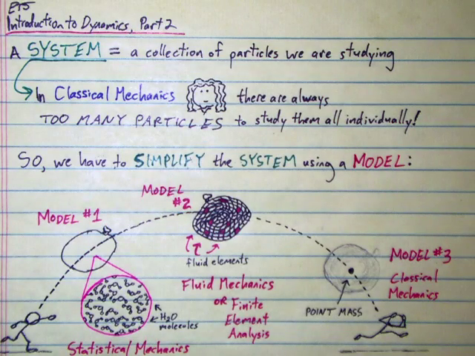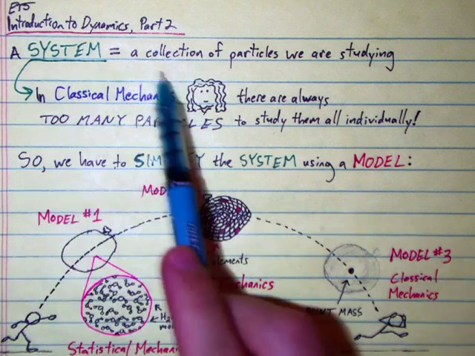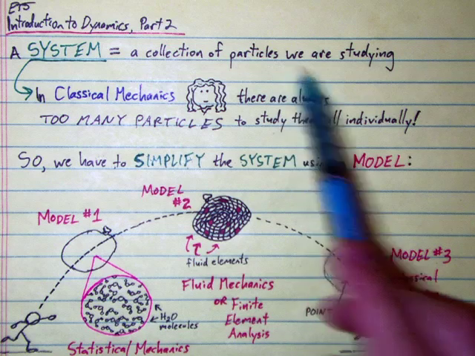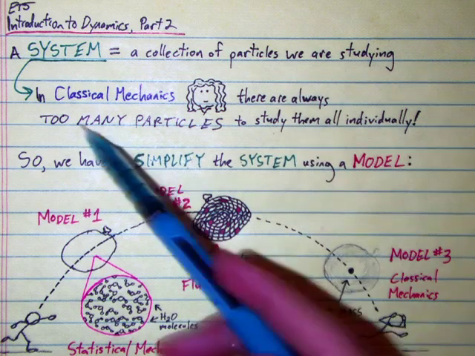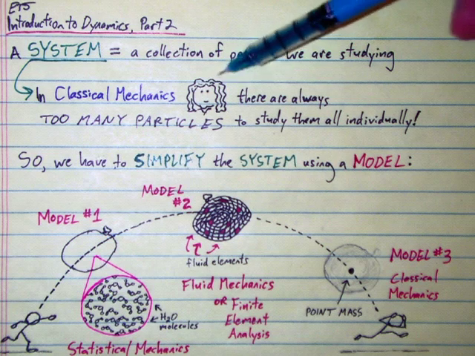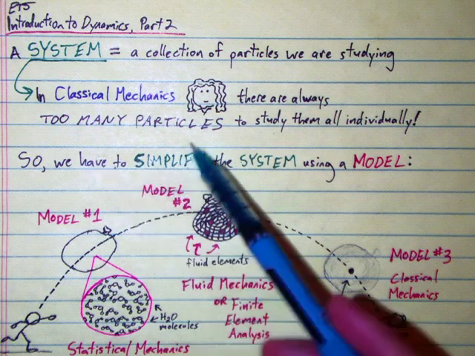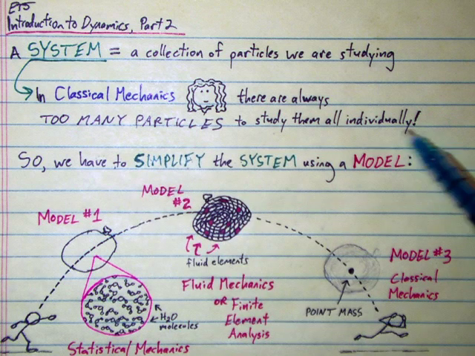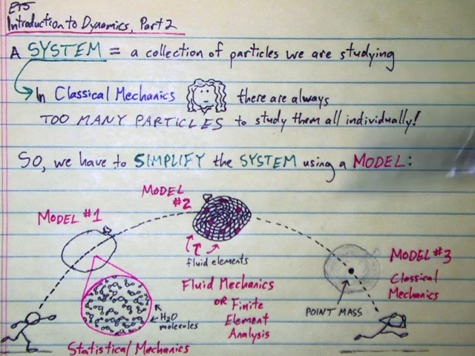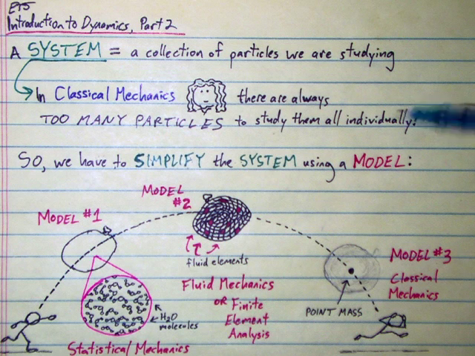Continuing to look at the theory of classical mechanics. When I say system, I mean a collection of particles that we're studying. So in classical mechanics, also known as Newtonian mechanics, there's always way too many particles to study individually. Our objects are made of zillions of particles, our systems containing zillions of particles. Too many to track them all individually.